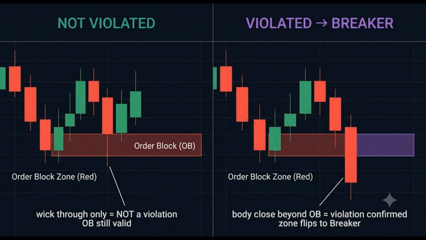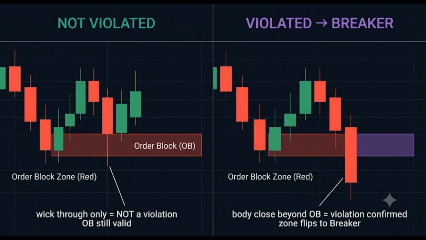The violation criteria are specific. A wick that enters the OB zone and closes back inside does not constitute a violation. The zone remains a valid order block. A candle whose body, the open to close range, closes beyond the OB boundary is a confirmed violation. The full body must close beyond the zone for the flip to be valid.